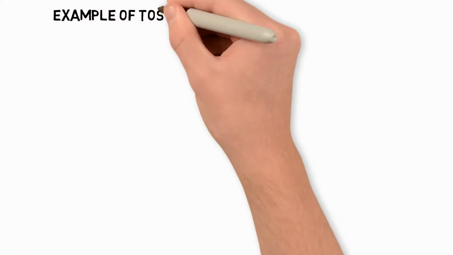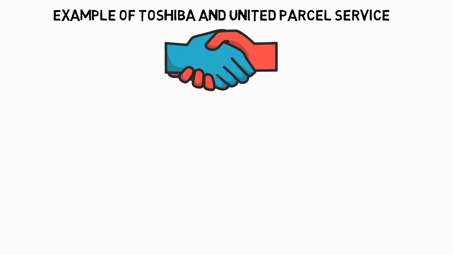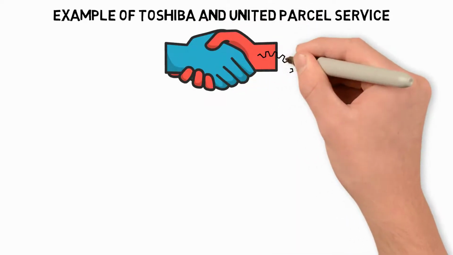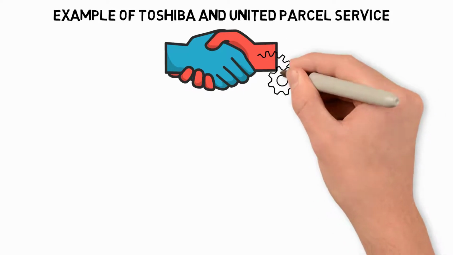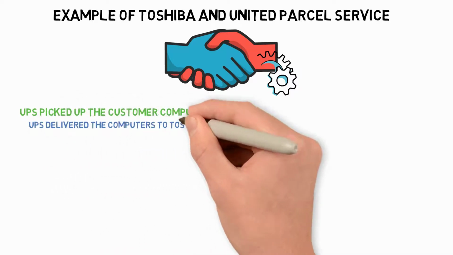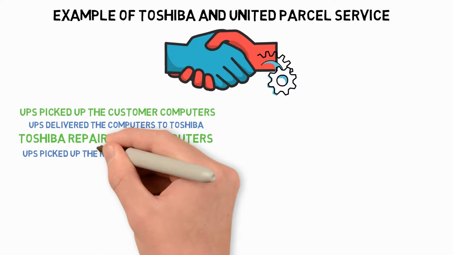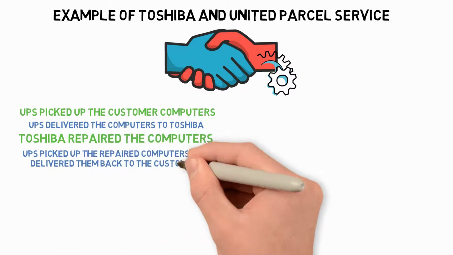Examples of TOSHIBA and United Parcel Service. The company United Parcel Service formed a partnership with TOSHIBA. TOSHIBA was in need to provide a repair service to its laptop customers. The old approach was tiresome and included more time-taking steps. UPS picked up the customer's computers, UPS delivered the computers to TOSHIBA. TOSHIBA repaired the computers, UPS picked up the repaired computers and delivered them back to the customers.